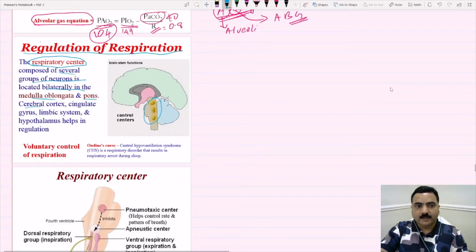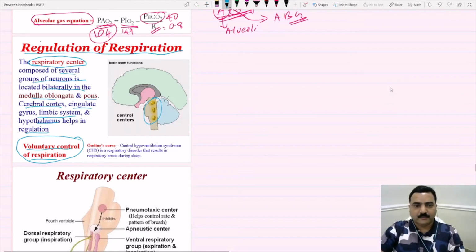The cerebral cortex, cingulate gyrus, the limbic system, and the hypothalamus help in the regulation. That helps mainly with the voluntary control of respiration. So we have two parts, voluntary and involuntary control of respiration. When a person loses the voluntary control of respiration, it is referred to as Ondine's curse. The name came from German mythology, and in general it's called central hypoventilation syndrome.